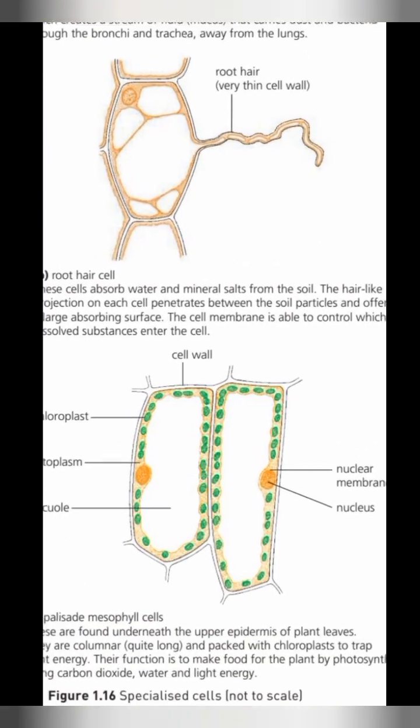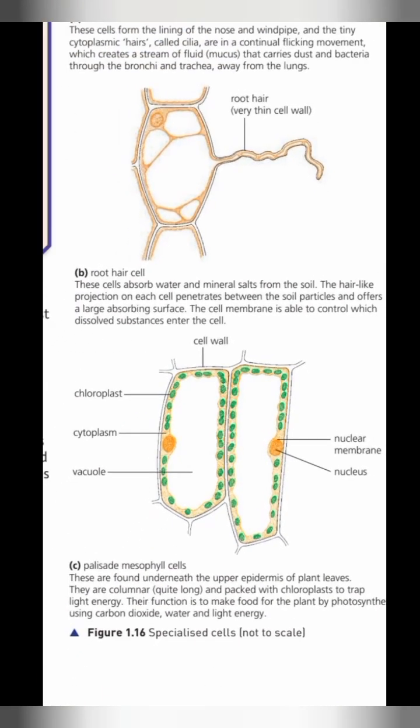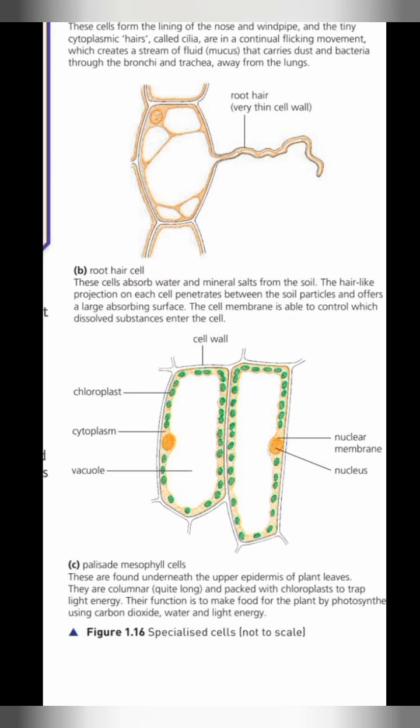Next is palisade mesophyll cell. Palisade mesophyll cells are found in the leaf. These are present in plant leaves, and their function is to carry out photosynthesis. Now we discuss its adaptations. The adaptation is that it has more chloroplasts. More chloroplasts means that it absorbs more light. It is elongated in shape.